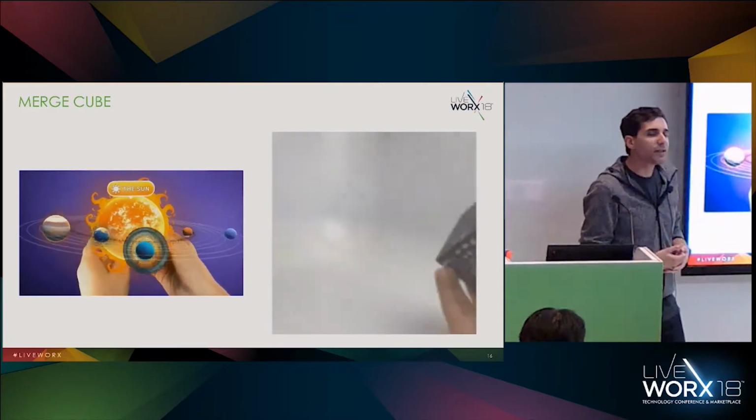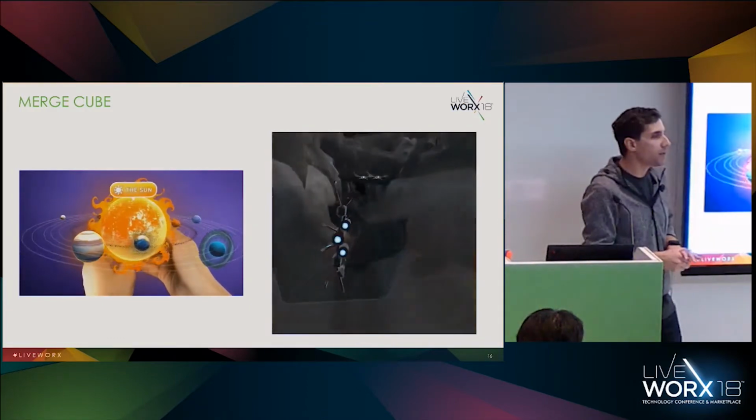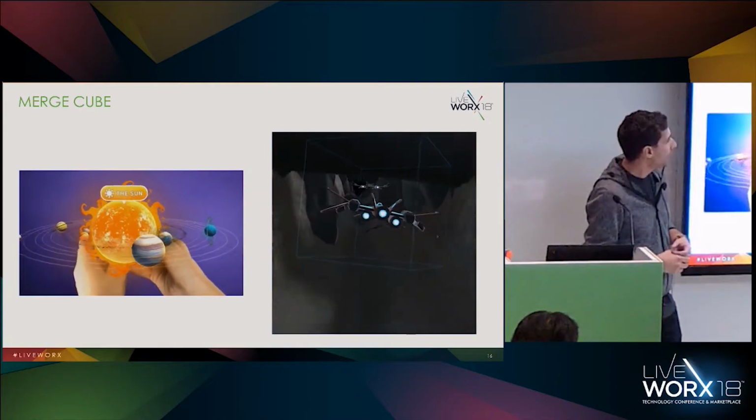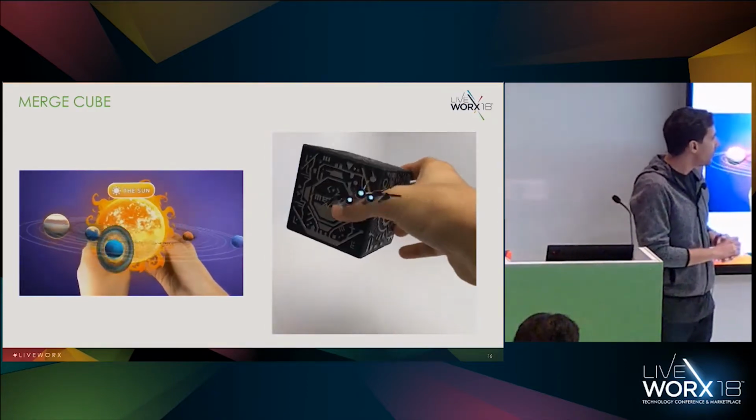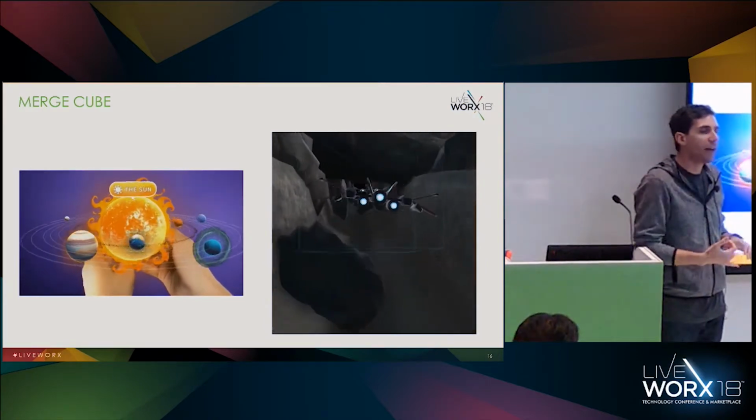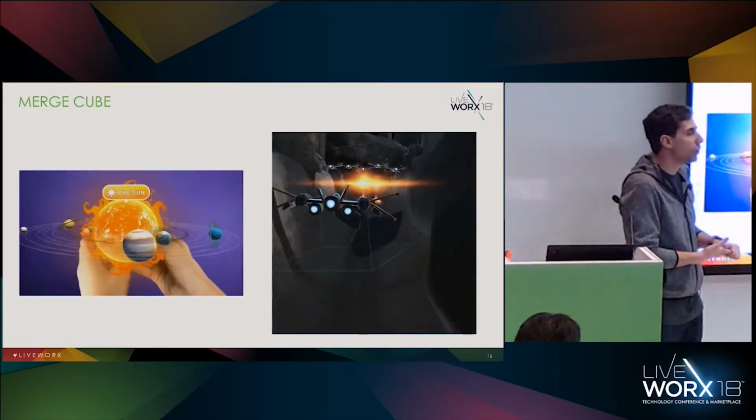So there's a couple examples of some things that are in the consumer space that people can purchase today. I don't know if any of you have heard of the Merge Cube. The Merge Cube is a really interesting toy that's being sold, I think, on Amazon and a lot of toy stores around the US and Canada.